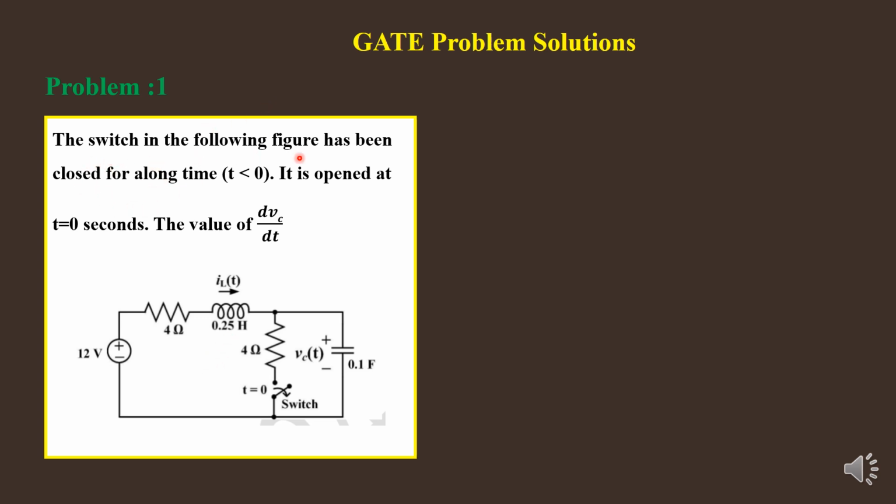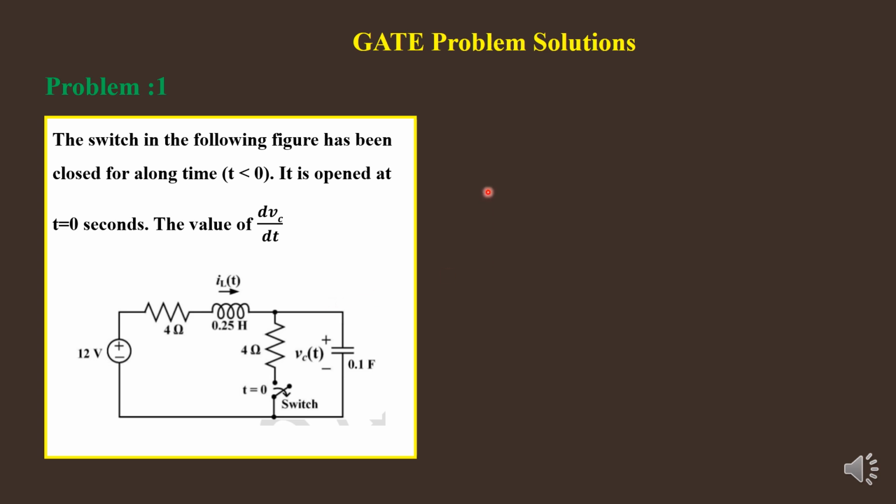The switch in the following figure has been closed for a long time, t less than 0. It is opened at t equal to 0 seconds. The value of dVc by dt. So the initial condition is the closed condition. The switch has been closed for a long time. At t equal to 0, the switch is going to be opened. So we need to find the rate of change of voltage across the capacitor with respect to time.